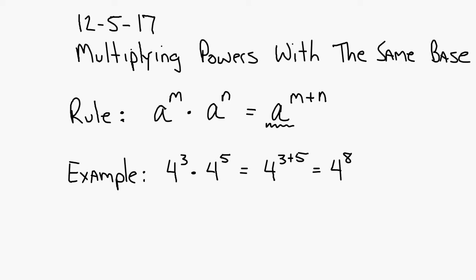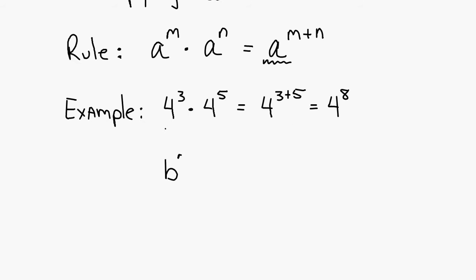So if you had b to the 7th, and you're multiplying it by b to the negative 4th, that would be equal to b to the 7 plus negative 4. And 7 plus negative 4 is 3. b to the 3rd.